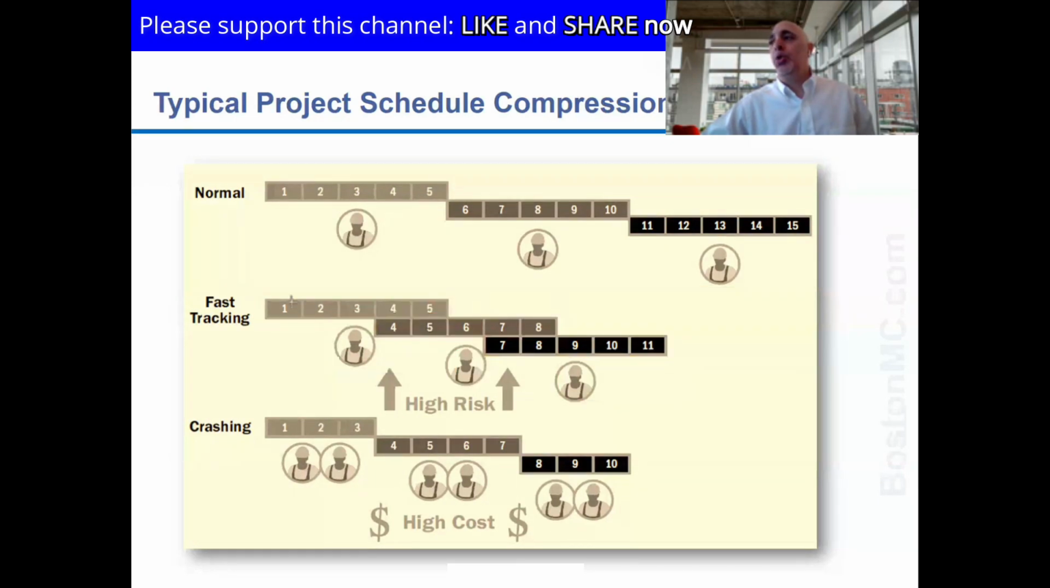This is called fast tracking. When you fast track, you do things at the same time. But the problem with doing them at the same time is that you could create issues. Yeah? You could have risks. And I'll give you an example for that.